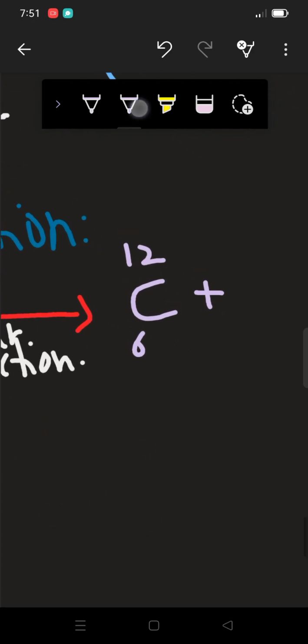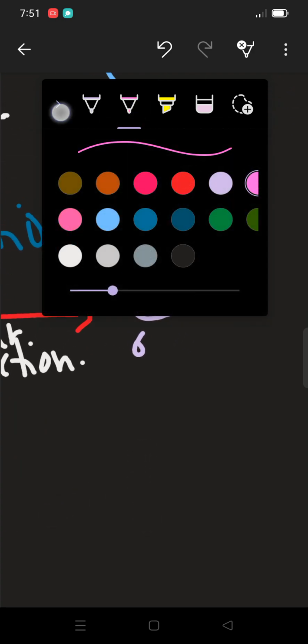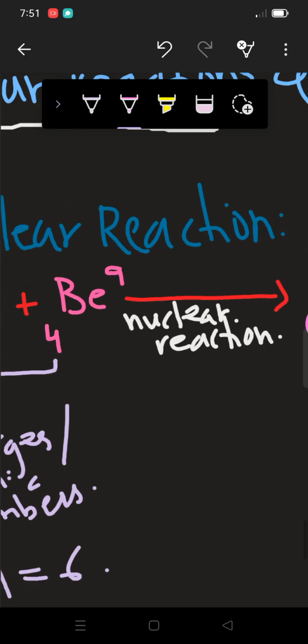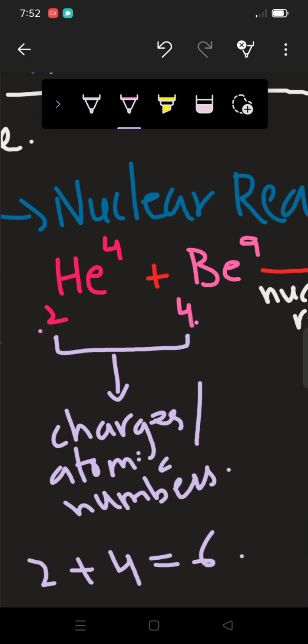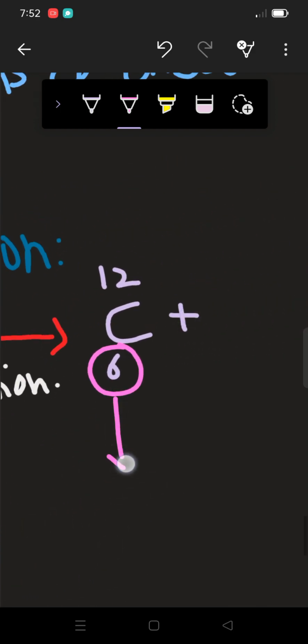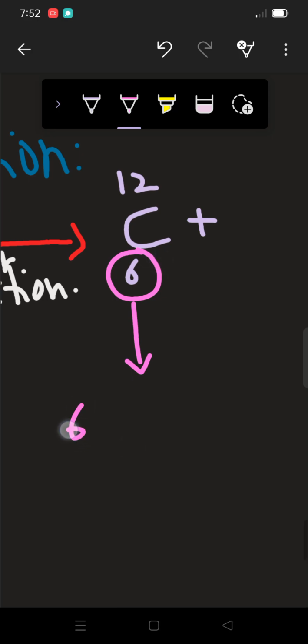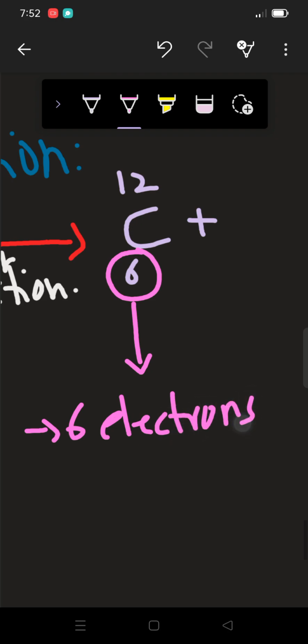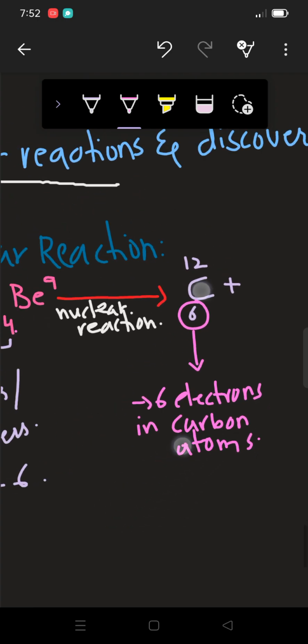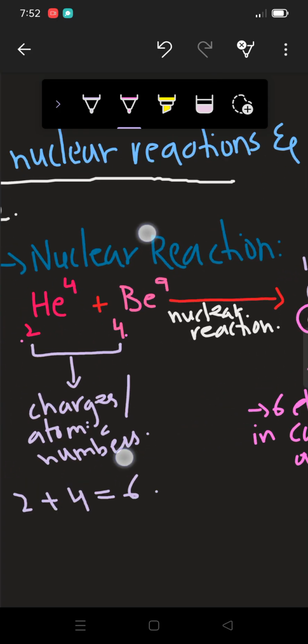And here in the downside you can see you've got 6. Means electrons are fine. This was the number of electrons, right? 2 electrons were in the helium and 4 electrons were in the beryllium, and here we had 6 electrons in the carbon atom. Means electrons were balanced, but what happened to the mass, right?